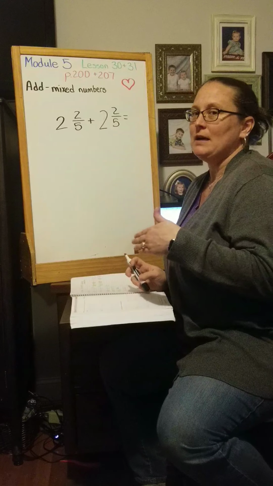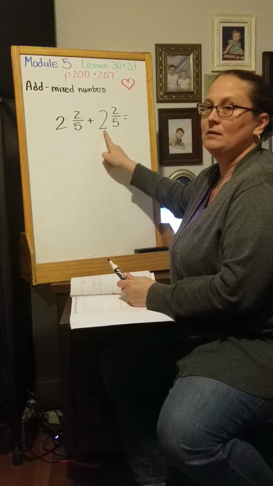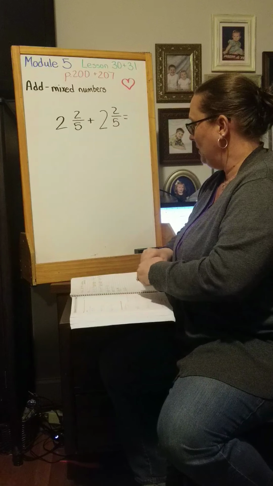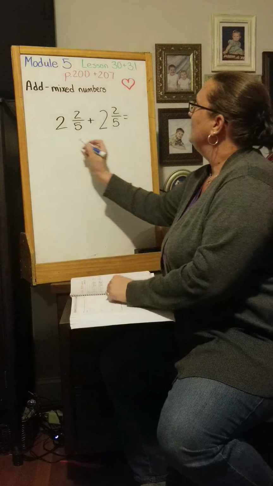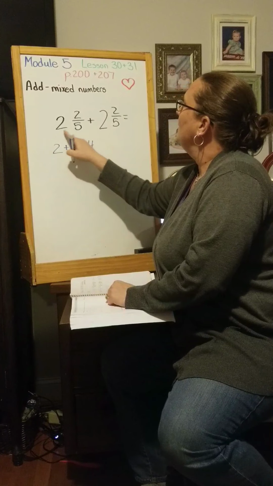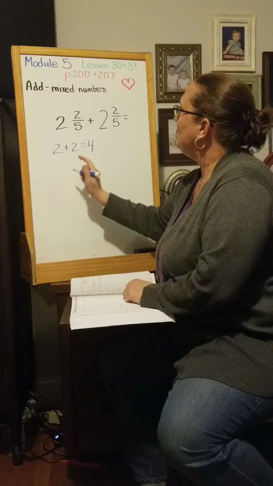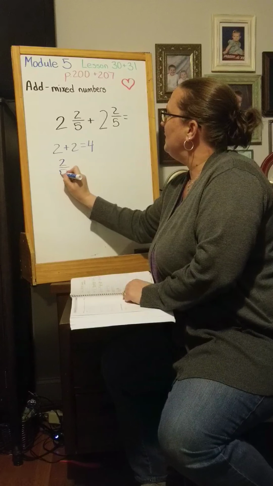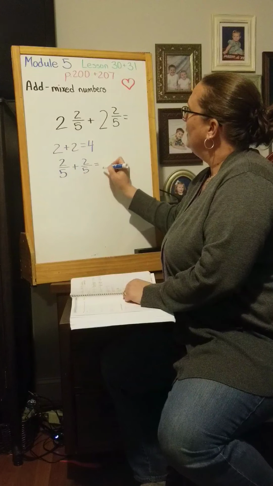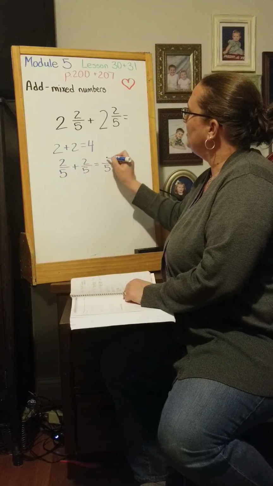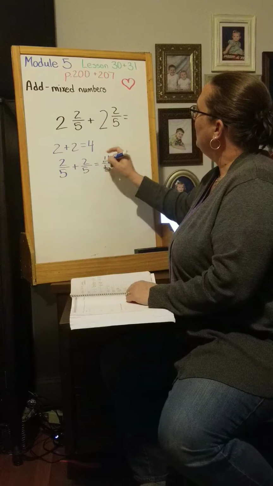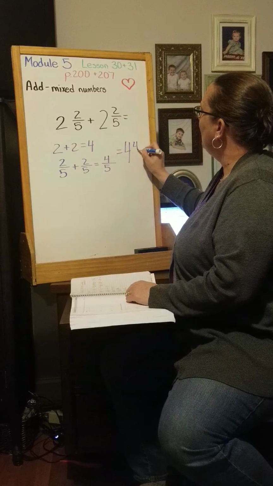It's the same process. You're going to add your whole numbers, then you're going to add your fractions. Okay? Now, if it helps you to write it separate, I would write my whole numbers, 2 plus 2, that equals 4, right? And then underneath, write your fractions, separate your fractions. So we have 2/5 plus 2/5. Denominator is going to stay the same to be fifths, and 2 plus 2 is 4. And then just put your 2 parts together. This would equal 4 and 4/5.